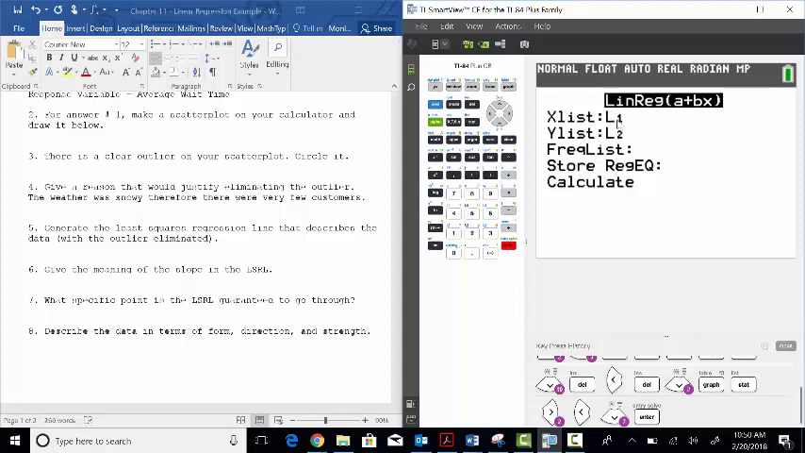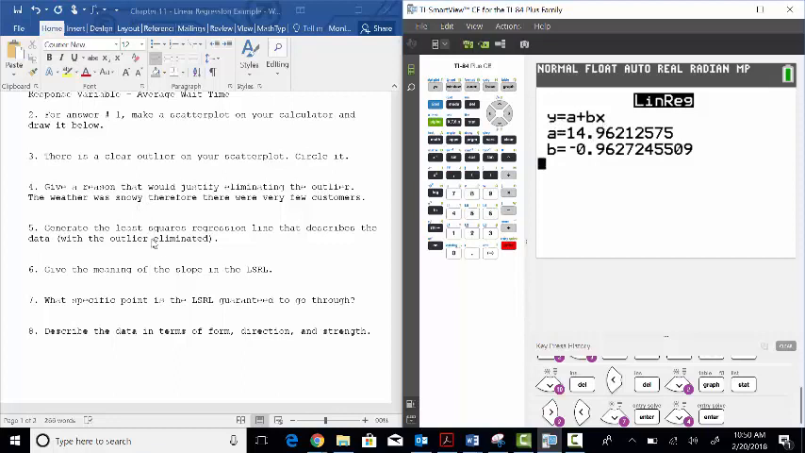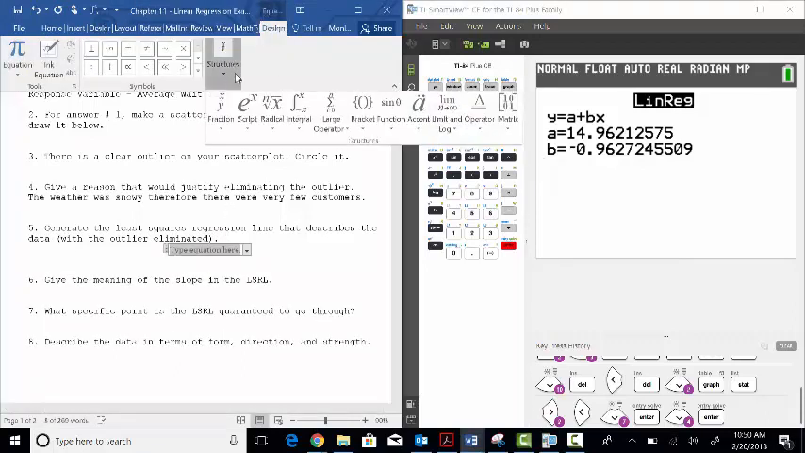Again, your x list should say L1, L2. All that stuff should already be set up. Now, if your calculator doesn't look like mine and it's not showing any of that stuff, that's okay. Just go to LinReg and press enter, and it will still give you the information. All right, so here we have it. We have our A value, we have our B value, and we're going to basically type it into this form to get our least squares regression line. So I'm going back over here to my Word document, and I'm just going to type that out. Let's see.